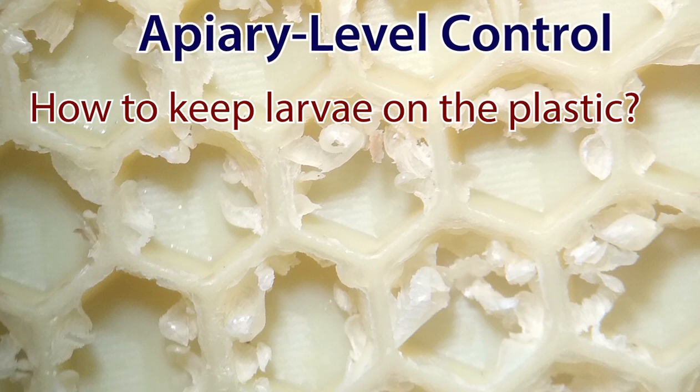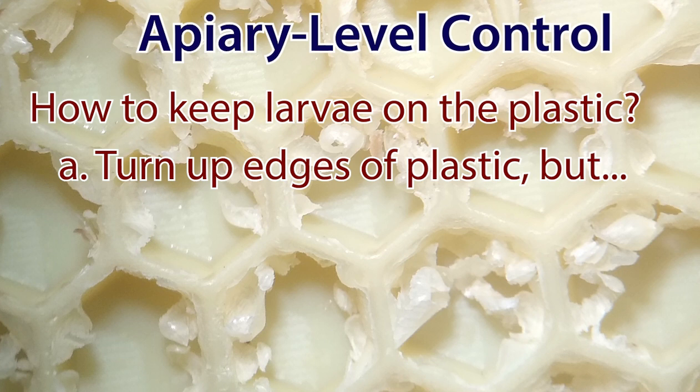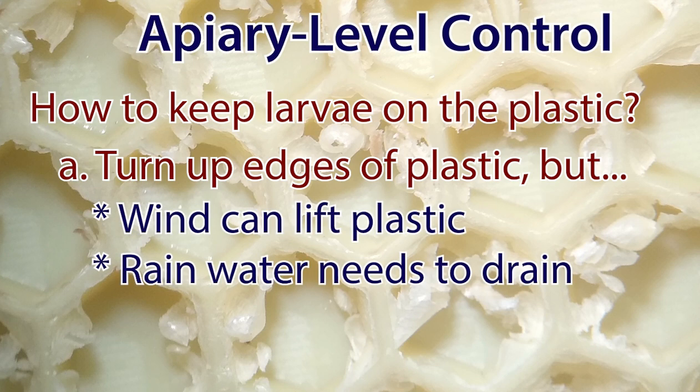In this regard, there are two reasonable approaches. The first is simply to build a barrier like we did with the hive bottoms. For example, the edge of the plastic could be turned up an inch or so. However, both wind and rain will need to be addressed.